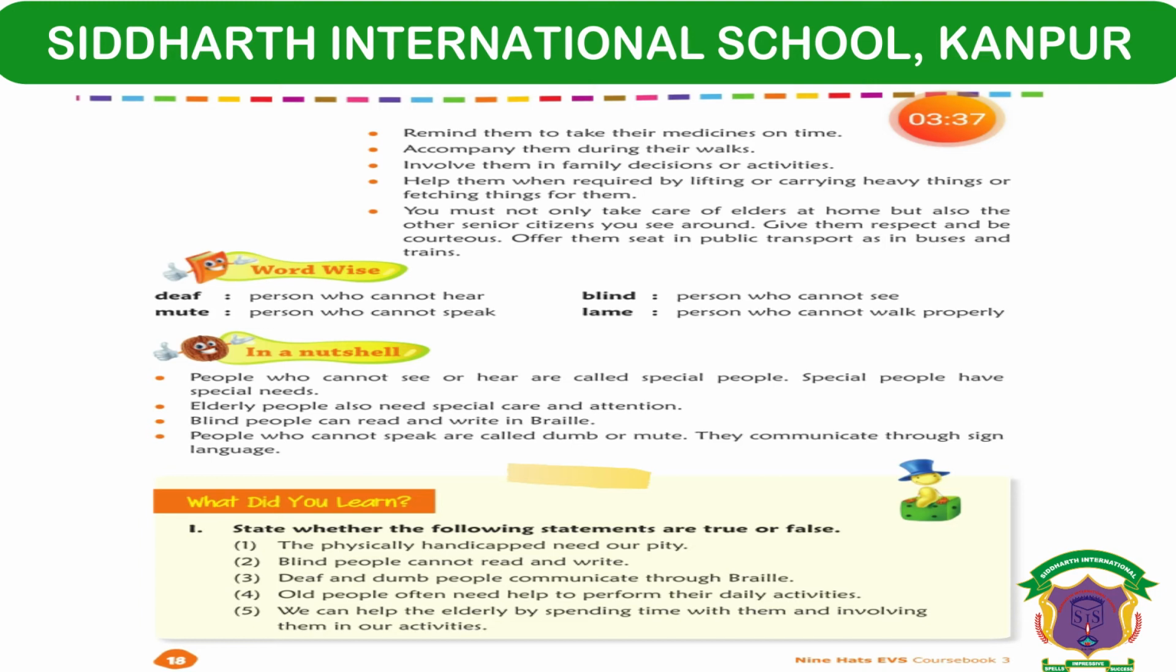Then the next thing, children, we discussed was about elderly people. Right? We discussed that elderly people need special care and attention. And here in our last session also, we have discussed some ways, and I told you to devise your own ways as well as follow the ways given in your book. I'm sure all of you are following that. So children, elderly people also need special care and attention.